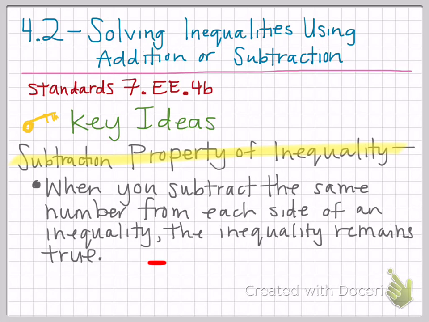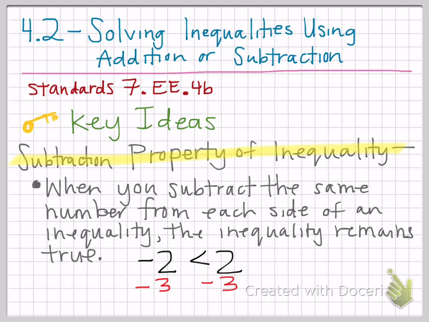So -2 is less than 2. Yes, very true. It's true in the morning, it's true in the night, it's true in the afternoon. It is always true. So this rule, this property, tells me that I can subtract whatever I want. So let's subtract 3 as long as I do it to the other side.